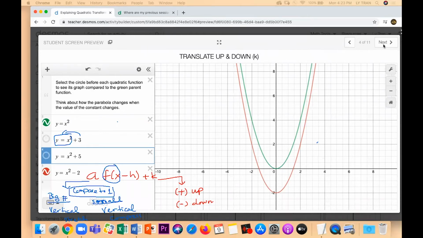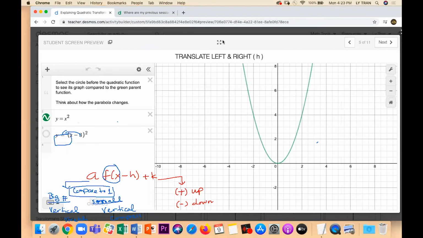What about the next letter that we're going to talk about? Guess what? That's going to be H. So take a quick look right here. H is a letter that directly goes with X. Remember the keyword: H goes directly with X. And take a quick look right here. If it's affecting X, and the way the X-axis goes is left and right. So without any surprise, take a quick look, guess where we're gonna go.